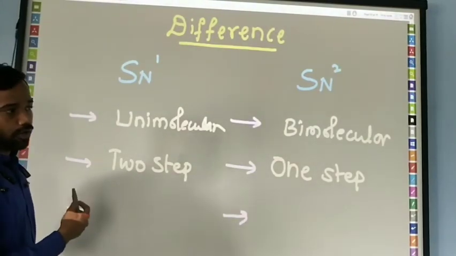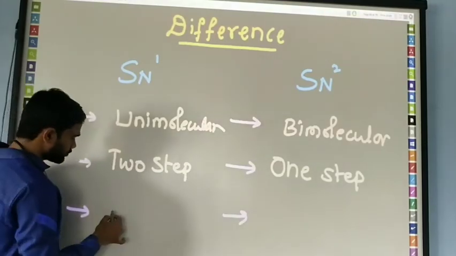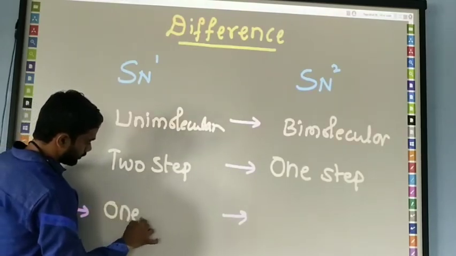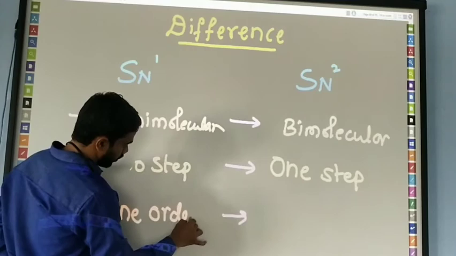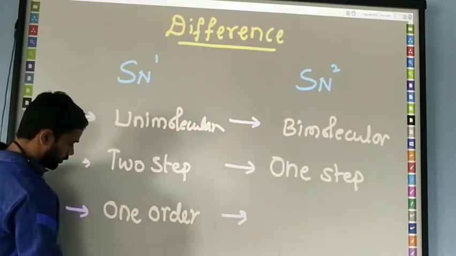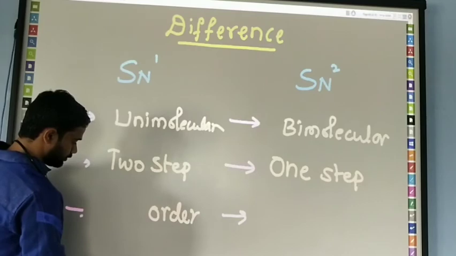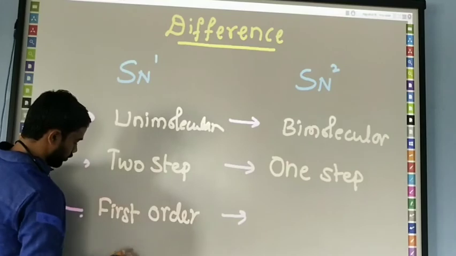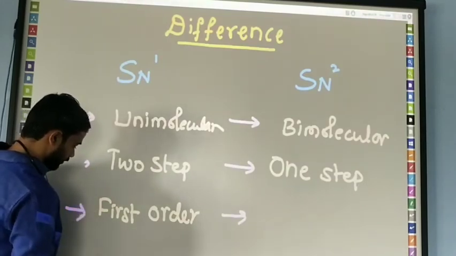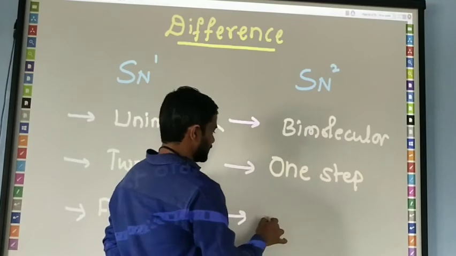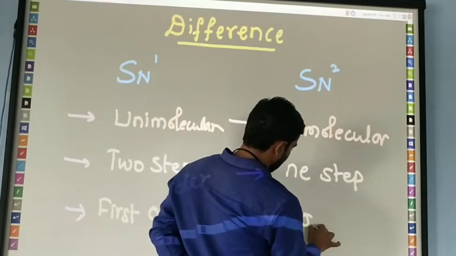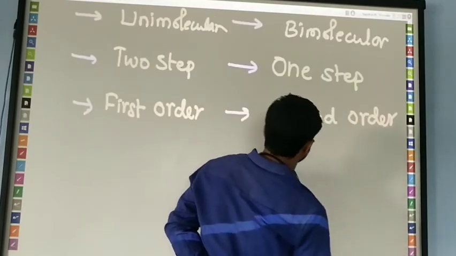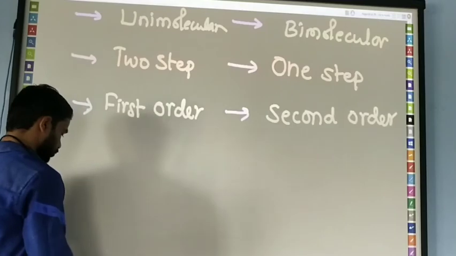Here, the order of the kinetics. It is first order, or molecularity is one. First order kinetics is going to be followed in the case of SN1. In the case of SN2 it is second order kinetics, or a second order mechanism.